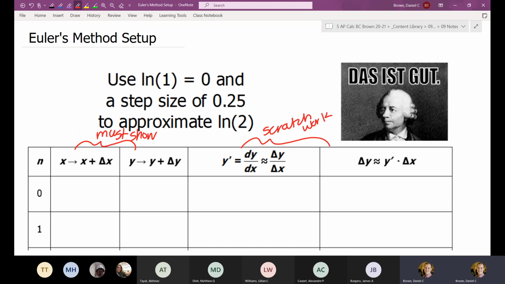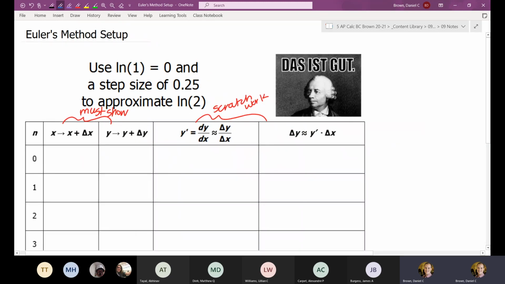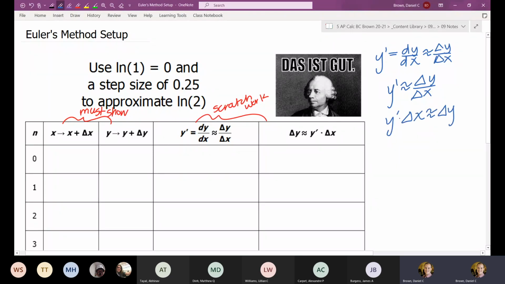Where this equation comes from, again, is pretty easy to see algebraically. If we're saying that y prime is the same thing as dy dx, dy dx is approximately the change in y over the change in x. Logically then, y prime is approximately delta y over delta x. Delta x will be something that will be given. So if I multiply that on the other side, we get y prime times delta x is approximately delta y, which is what's going to go in that last column.